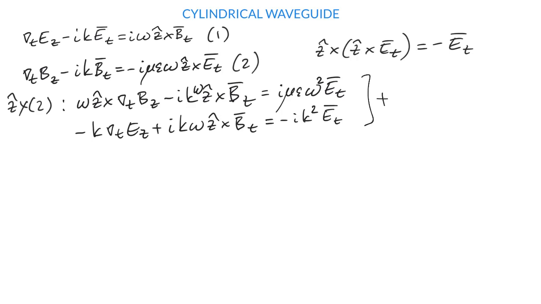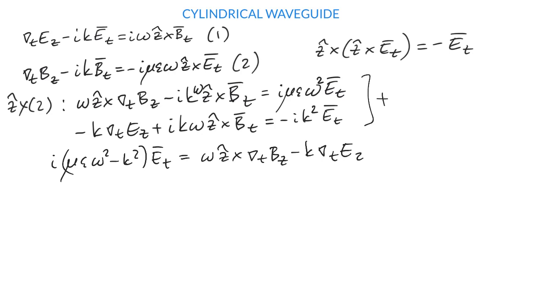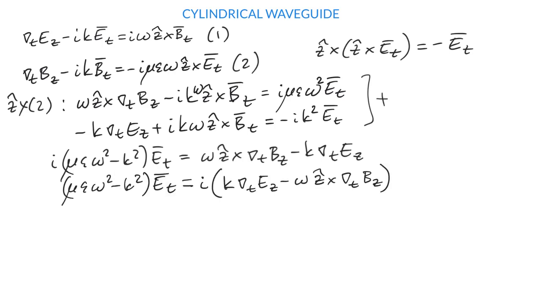So I take these two equations and I add them together. So what I find, let me just write the expression for Et. So that's on the right hand side. I have i (μ ε ω squared minus k squared) Et. The terms with Bt have cancelled. And here I have ω z cross ∇t Bz minus k ∇t Ez. Let's rewrite this slightly by multiplying by minus i, and let's save this equation.